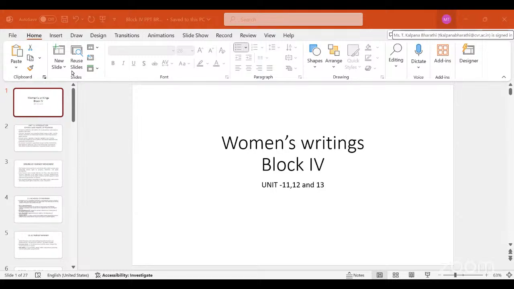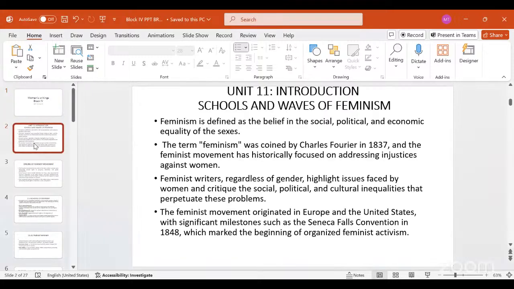So when it comes to women's writing, especially block 4, and we are talking about unit 11, 12, and 13, what exactly are we all talking about? Right? So unit 11 deals with schools and waves of feminism.